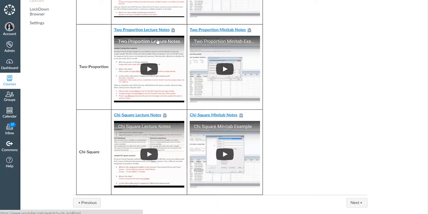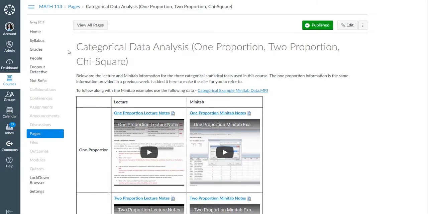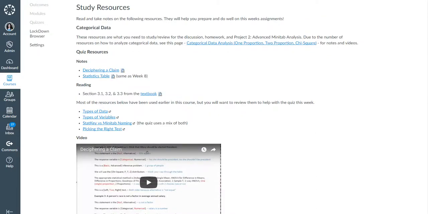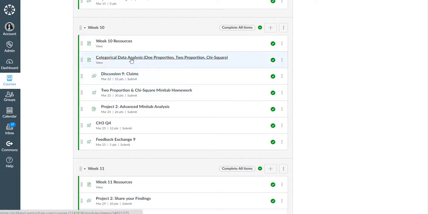This is the two proportion lecture notes, where I explain what the two proportion test is, how to do the claim, all of that. And then the Minitab notes show how you actually do it in Minitab. Same thing for the chi-square. Here are the notes about what the chi-square is, and then here is an example in Minitab. So that's the categorical data analysis. You can get there from here, or it is also right here on the main page.